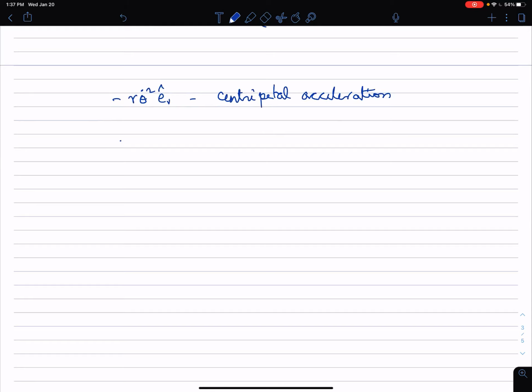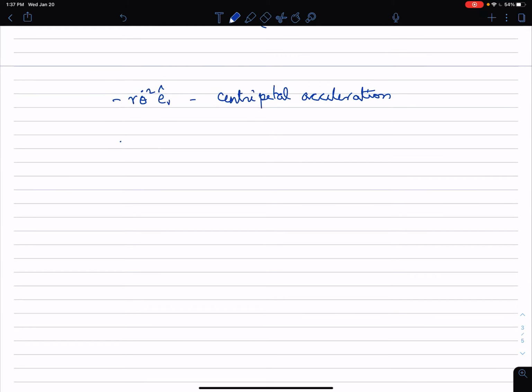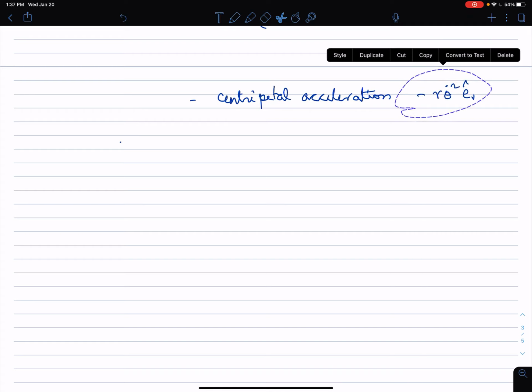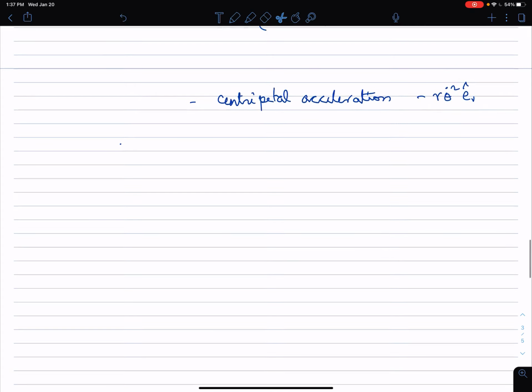And then there is the term, let me just put it on the other side here. And then there is a term reserved for this other acceleration term, which is called Coriolis acceleration. And that is basically your 2 theta dot r dot, or 2 r dot theta dot.